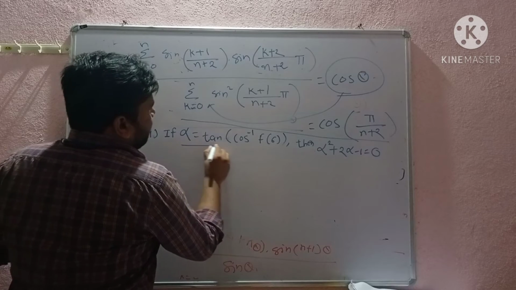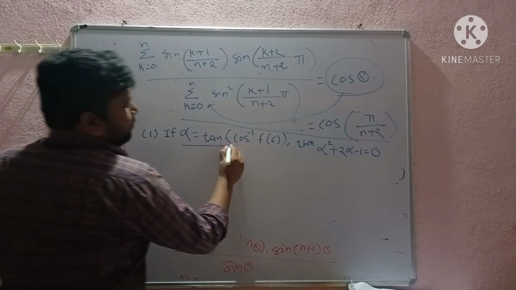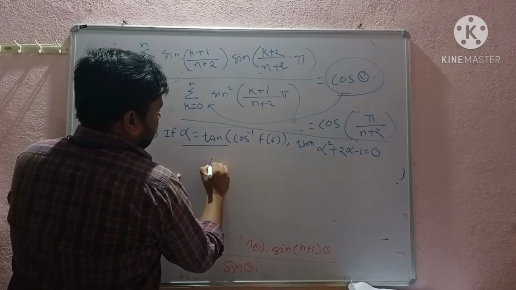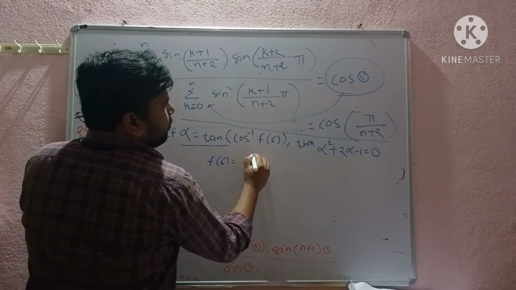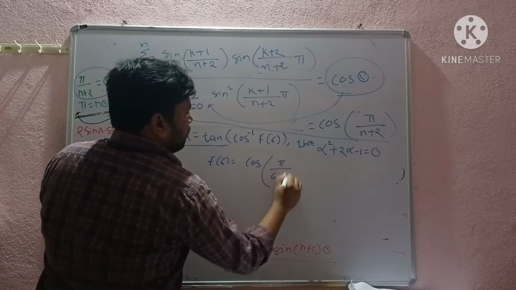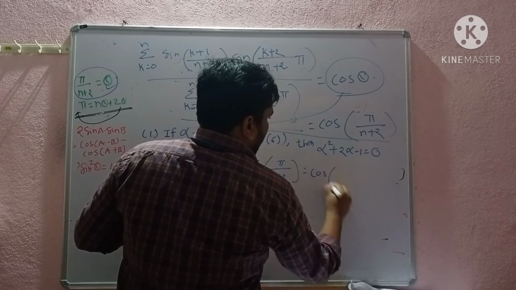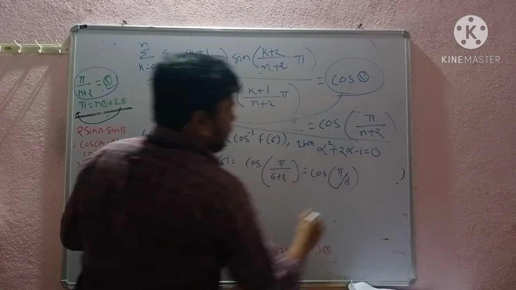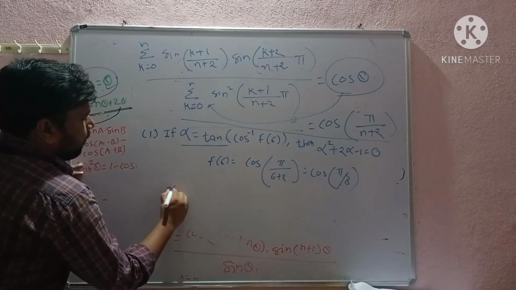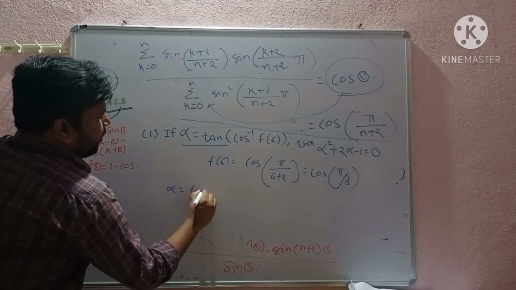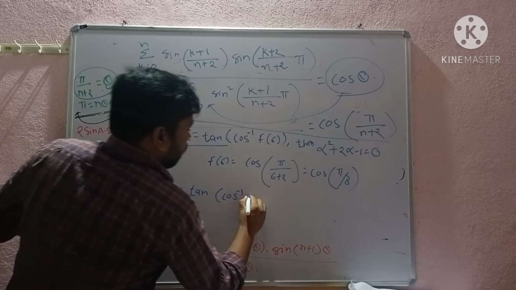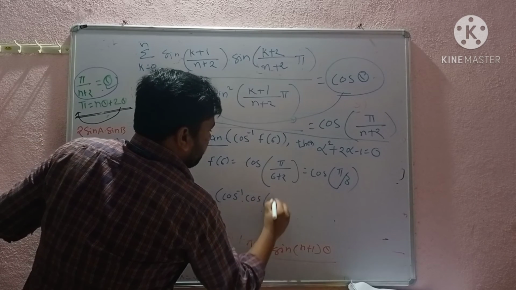So we have to just find out whether this is true or false. What is given here: alpha is equal to tan of cos inverse of f of x. So what is f of x? f of x is equal to cos (pi upon 6 plus 2), which is cos (pi upon 8). This is the f of x. Now put the value of f of x into this equation. Alpha is equal to tan of cos inverse of cos (pi upon 8).